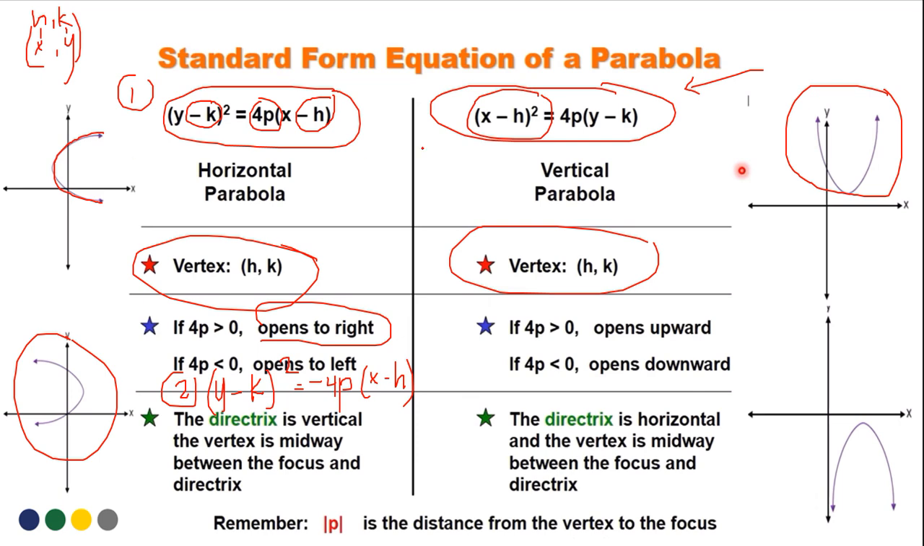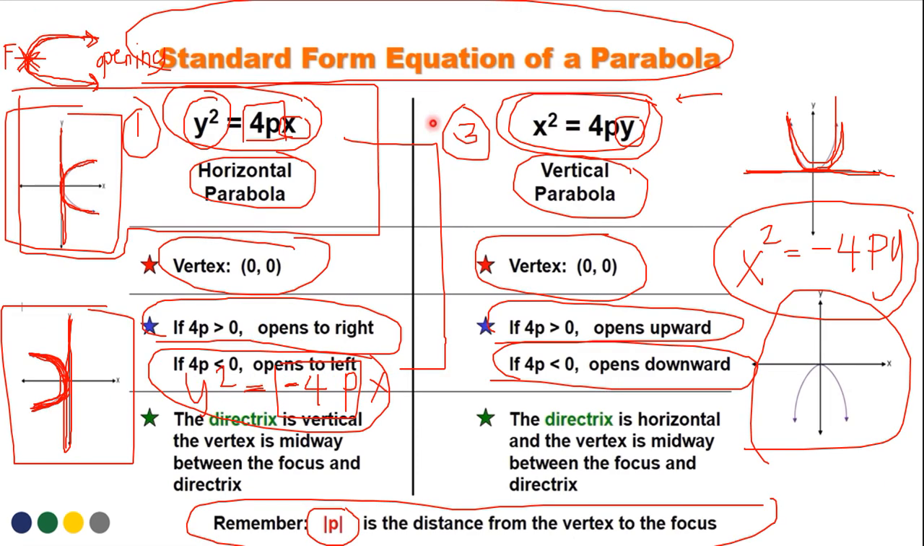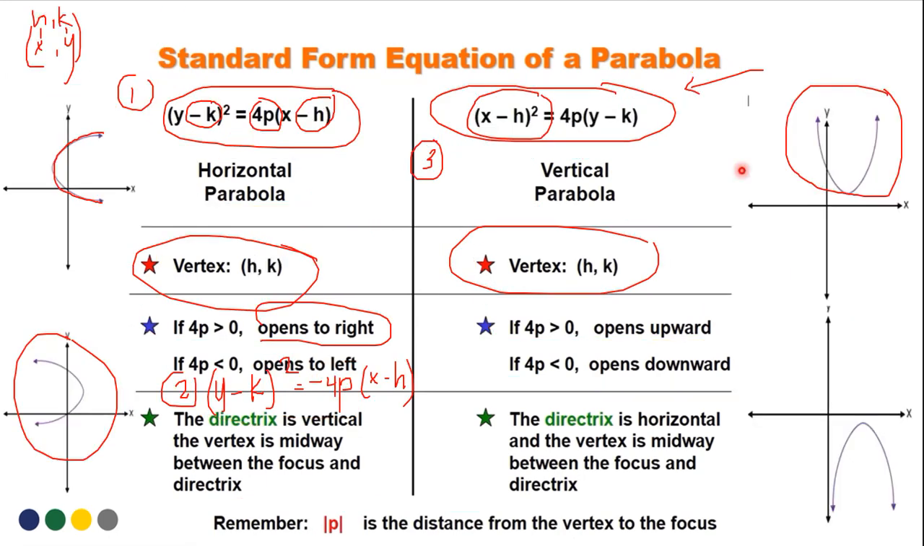Next, itong pangatlo nating formula, that is a vertical parabola. Why? Kasi po, sabi kanina, kapag nakaharap yung parabola sa x, ibig sabihin po, nakaharap siya sa x. Kaya, yung x po, yung may squared.